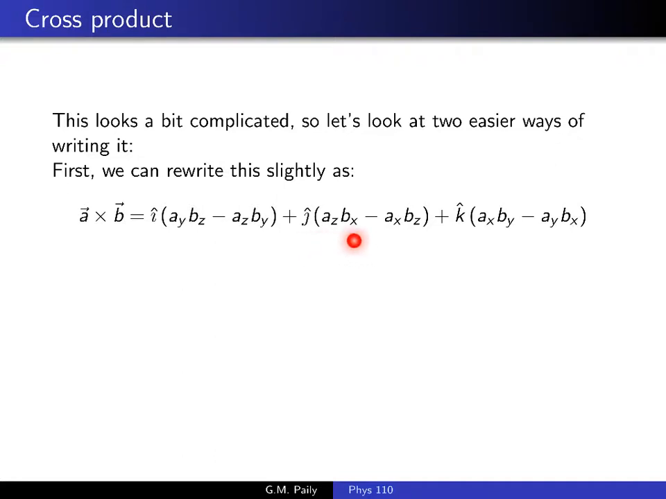Let's look at this term. This goes y, z, x. And again, for this, we leave the j hat alone and switch the z and x to get ax bz, and we stick a minus sign in between. And similarly for this term.